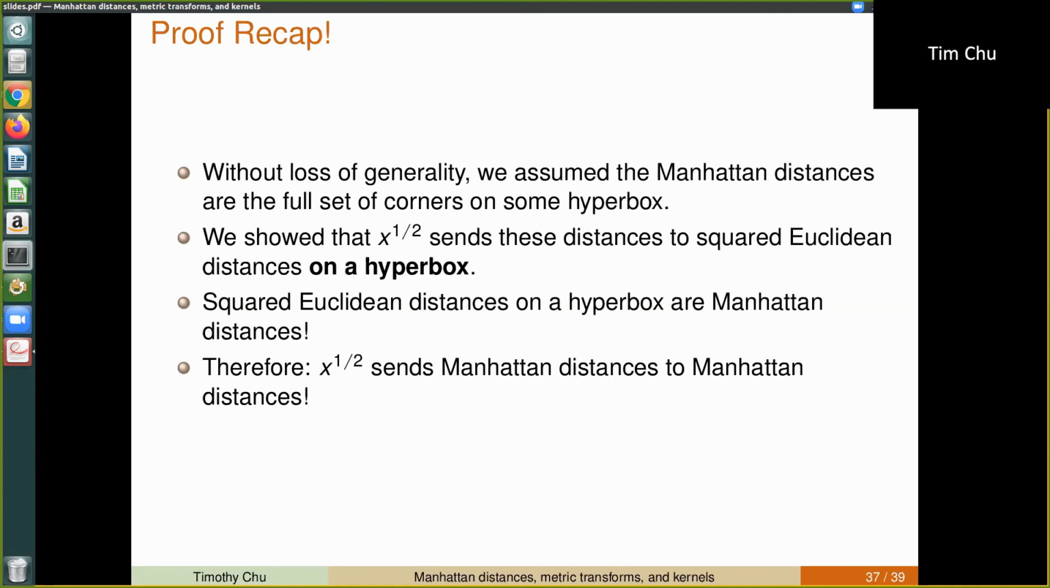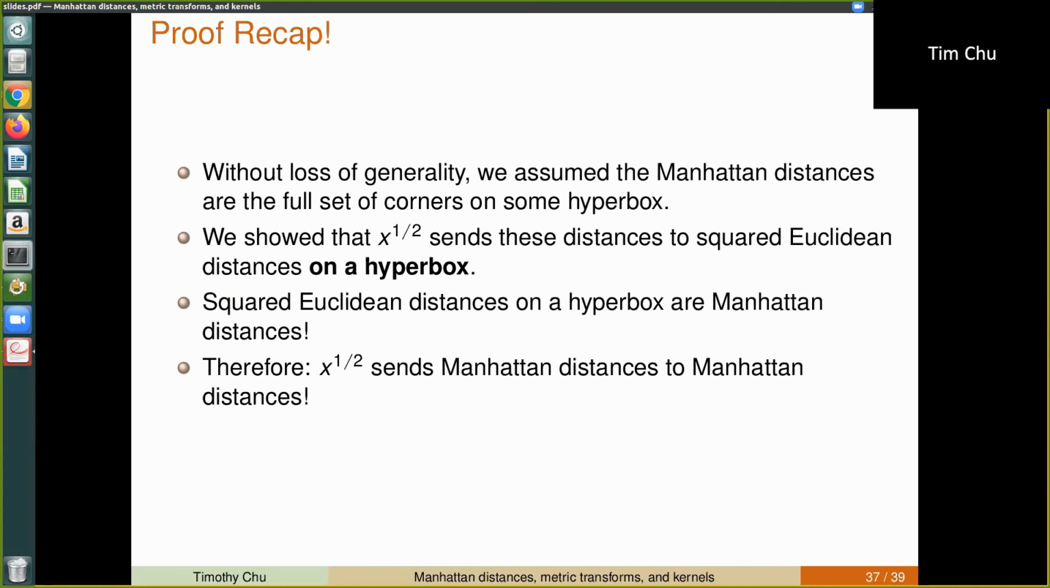Again, this goes back to the puzzle that we spent some time on in the middle of this lecture. Next, we showed that x to the 1/2 sent these distances to squared Euclidean distances. Moreover, it sent them to squared Euclidean distances on a hyperbox. Finally, we showed that squared Euclidean distances on a hyperbox are Manhattan distances. Well, we didn't actually show this, but I claim this is a pretty simple exercise. Therefore, when you put it all together, the square root of x sends Manhattan distances to Manhattan distances.